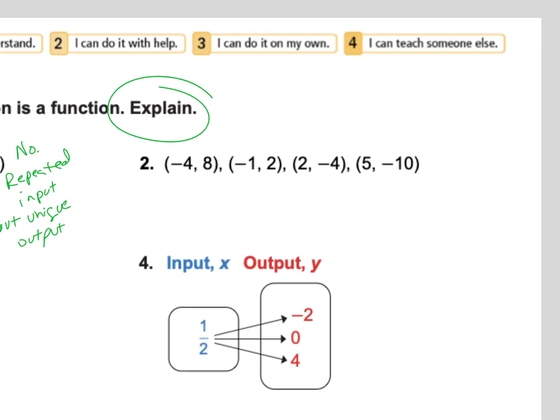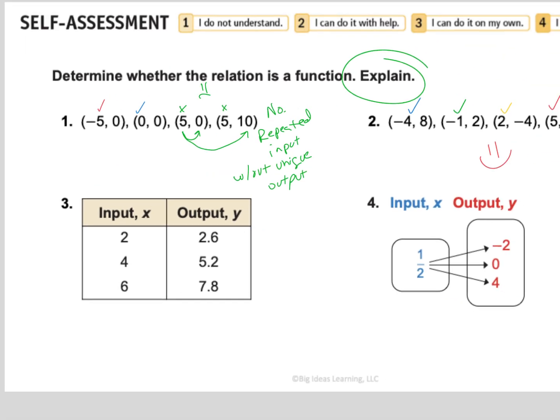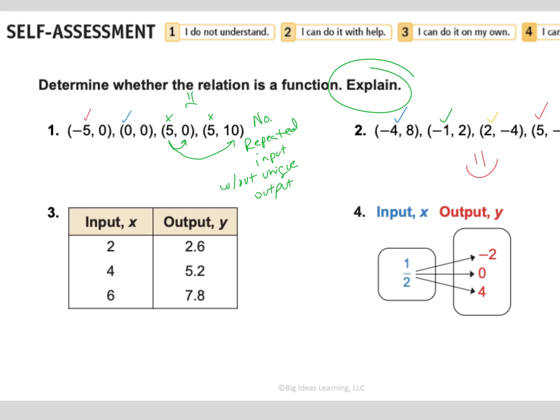Number 2. -4, I'm good. -1, I'm good. 2, good. 5, good. We're good. This is a function because we have 1, 2, 3, 4 different buttons, and they all produce something else. And even if they all produce the same thing, it would just be like a flat line.